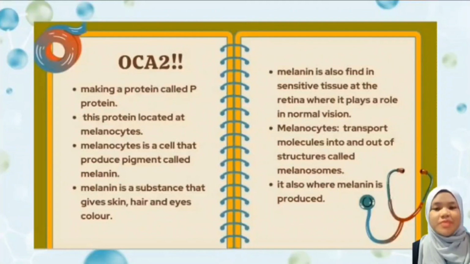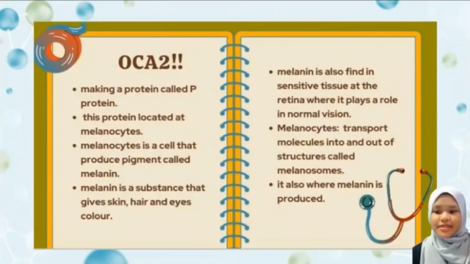What is melanin? Melanin is a substance that gives skin, hair, and eyes color. The melanin is also found in light-sensitive tissue at the back of the eyes, which is the retina. That's where it plays a role in normal vision. The exact function of the P protein is still unknown, but it is essential for normal pigmentation and is likely involved in the production of melanin.